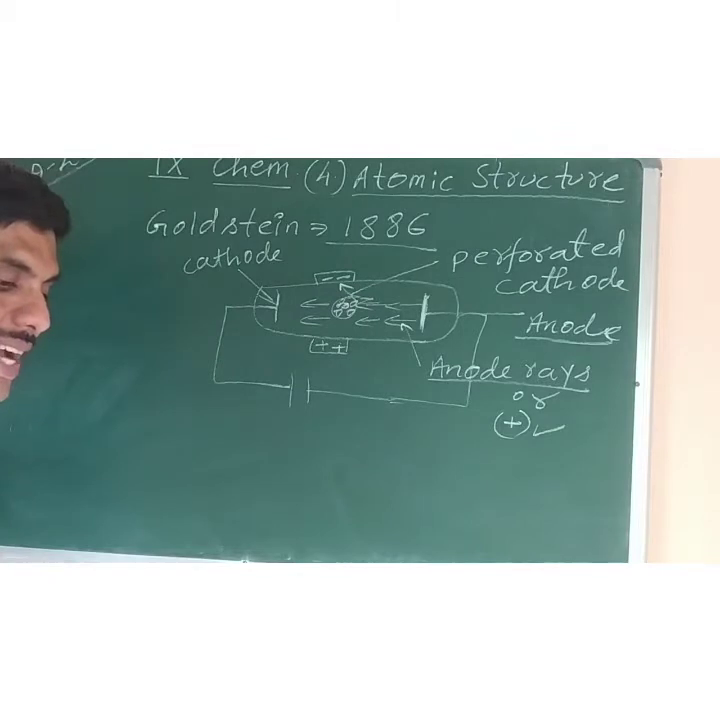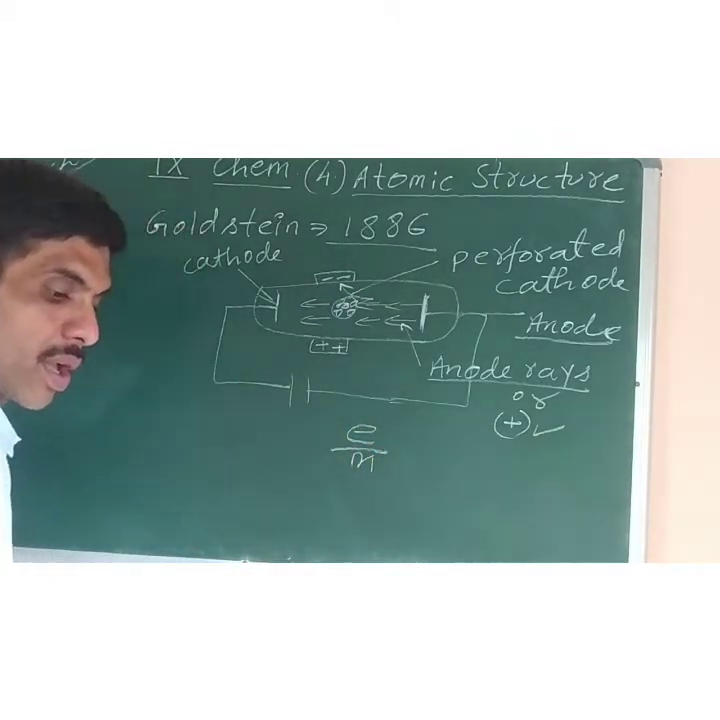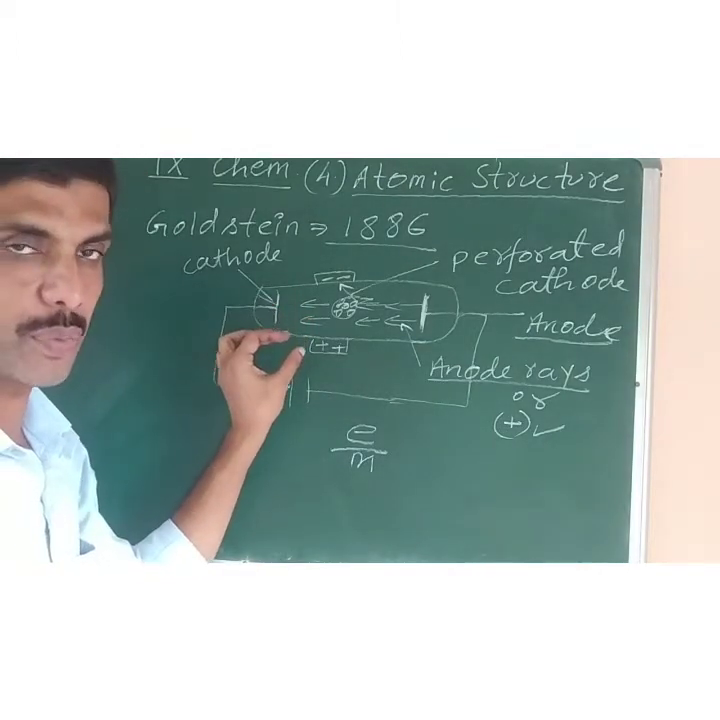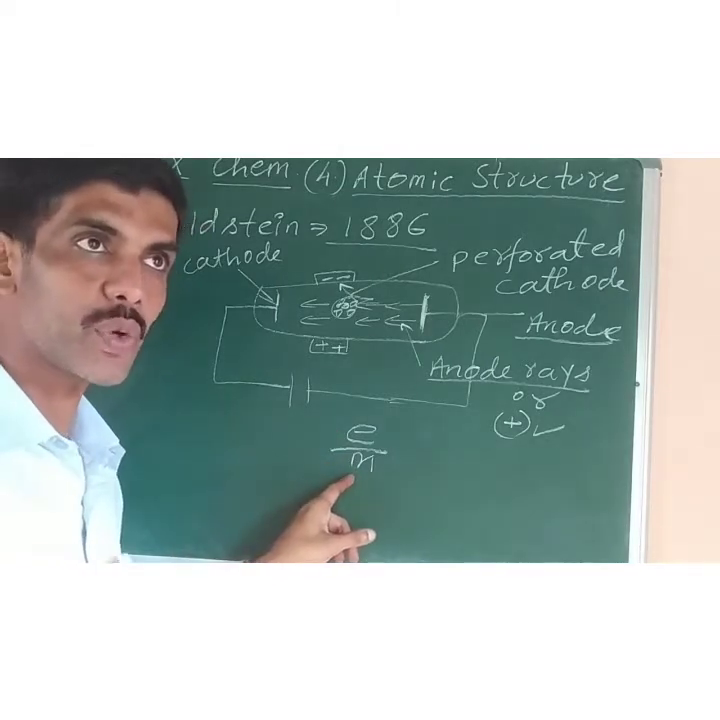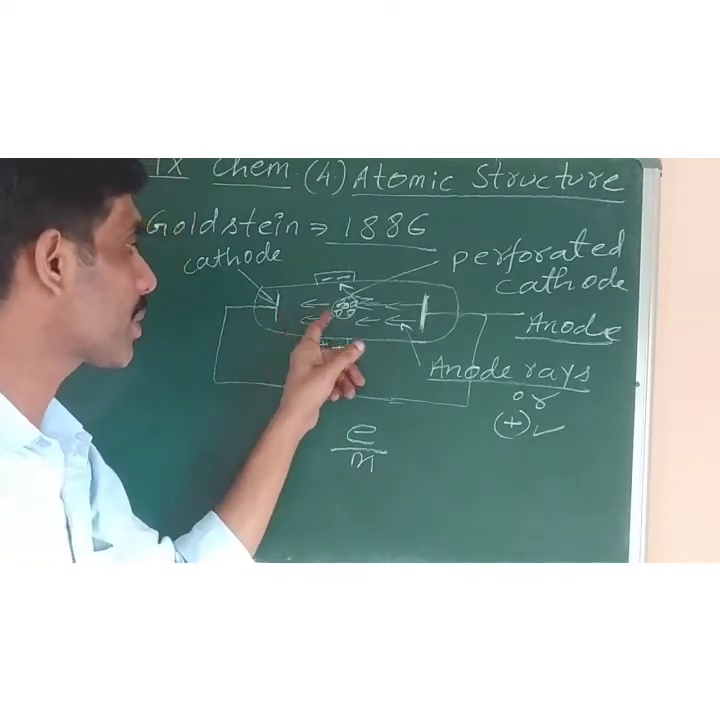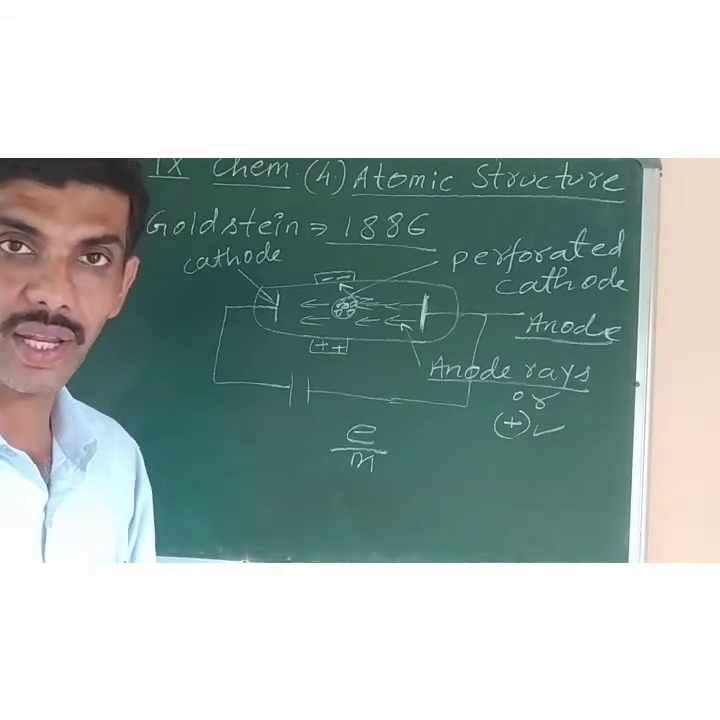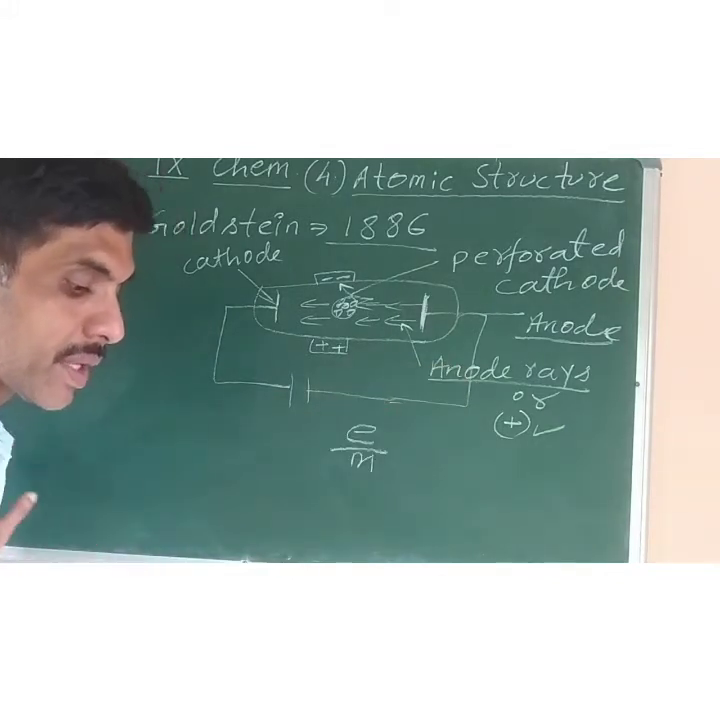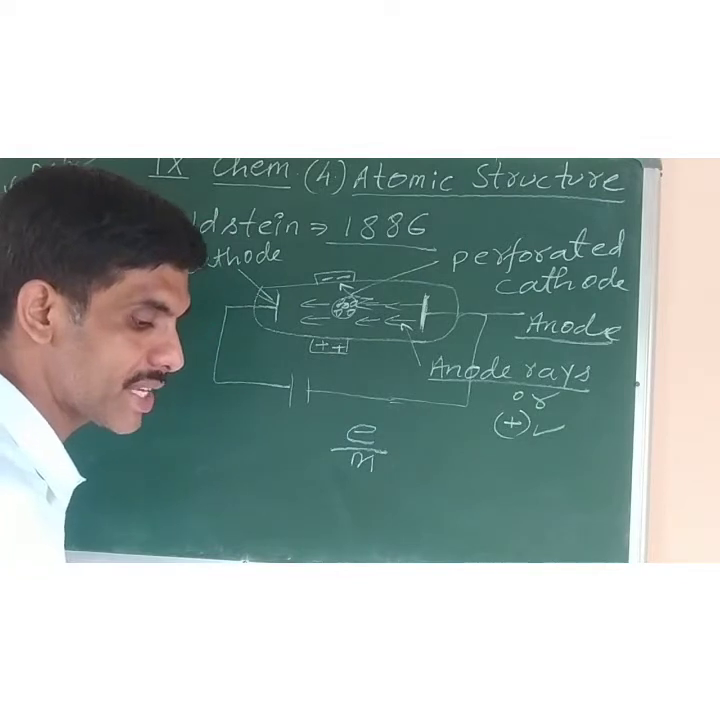And third, the ratio of charge by mass, e by m, varies with the nature of the gas present in the discharge tube. Whatever the ratio of charge by mass is, it will be different for different types of gases filled inside this discharge tube. And the fourth and last property of anode rays is that these rays produce fluorescence on a zinc sulfide screen.